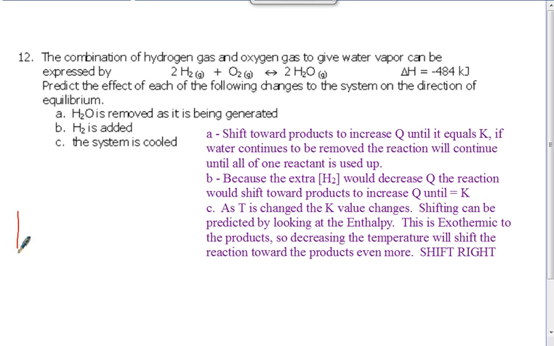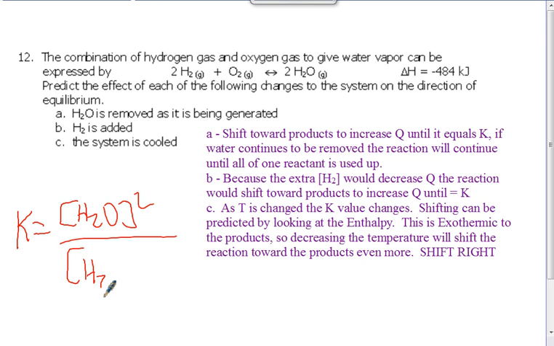So you have K equals H2O squared over H2 O2. I left something off. What did I leave off? 2, right? And I'm going to just emphasize something. What are we doing with the hydrogen and the oxygen mathematically?